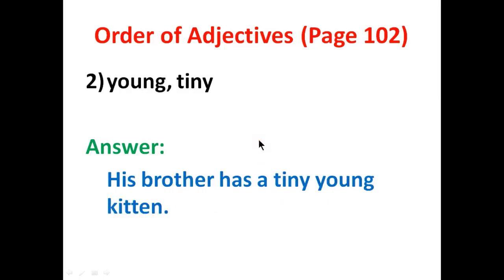Number 2, young and tiny. Young is an age adjective. Tiny is a size adjective. Now your answer will be: his brother has a tiny young kitten. His brother has a tiny young kitten. You can write any sentence, but there should be a good order of adjectives.